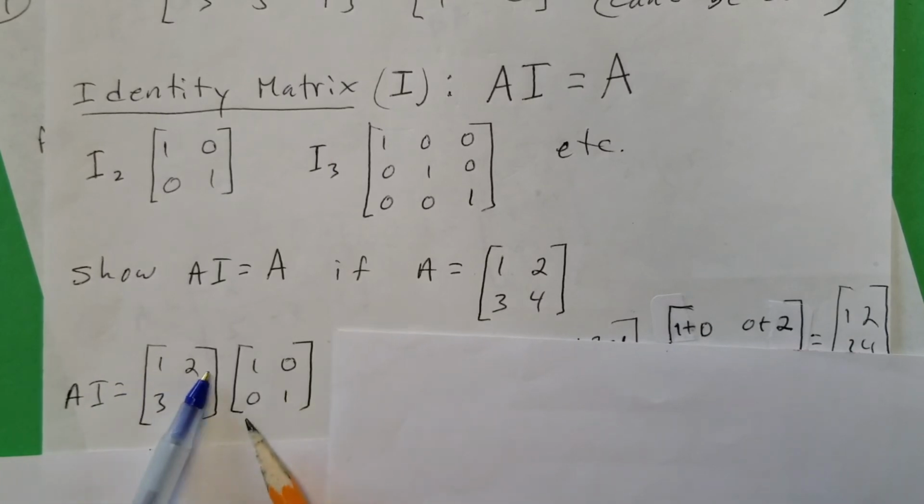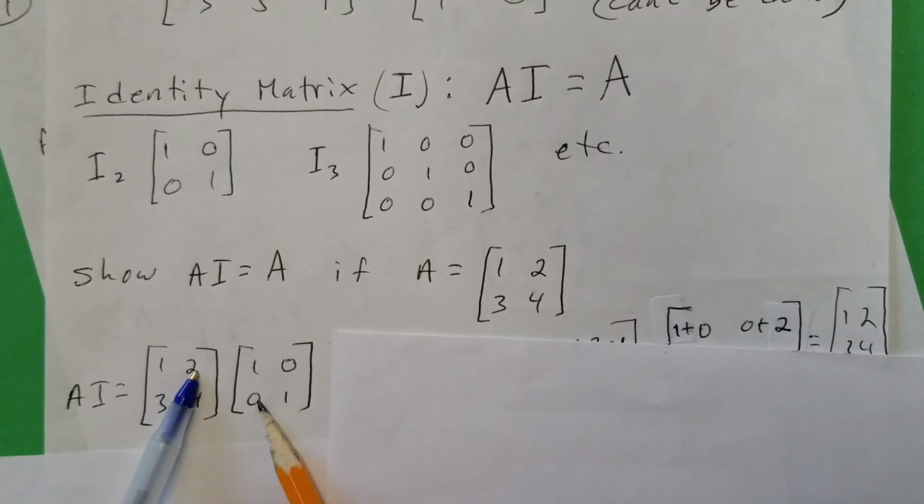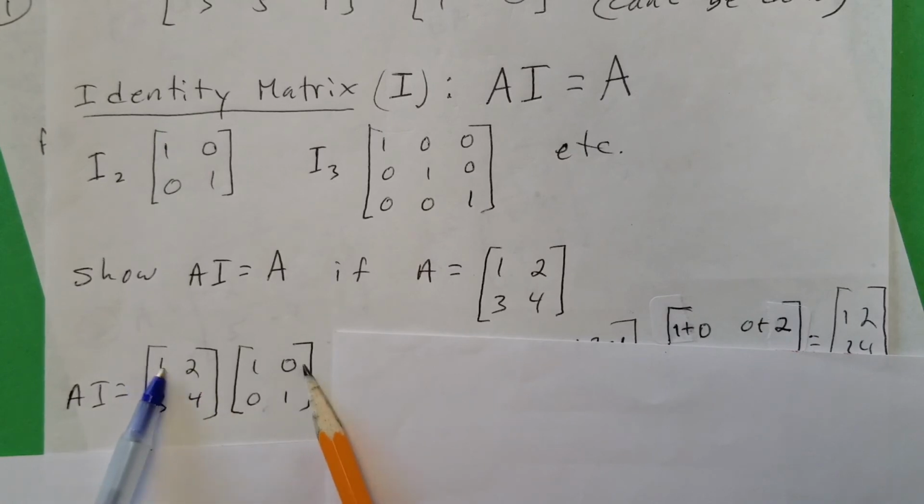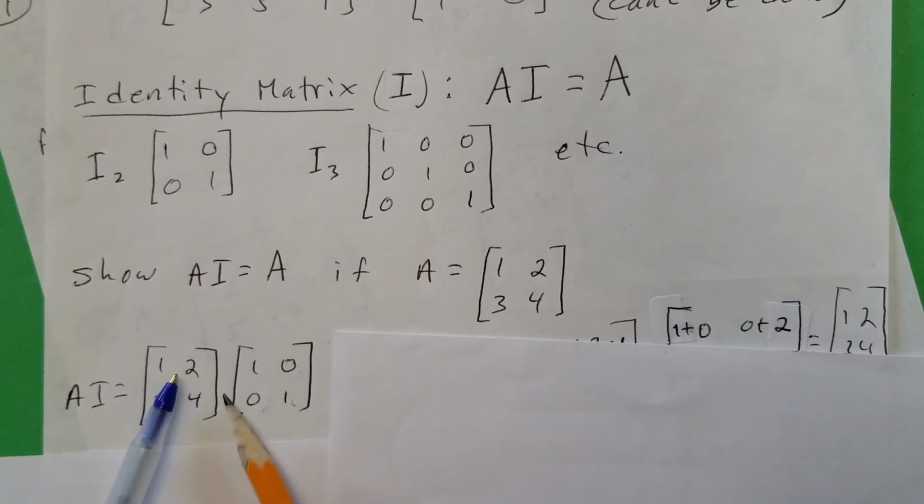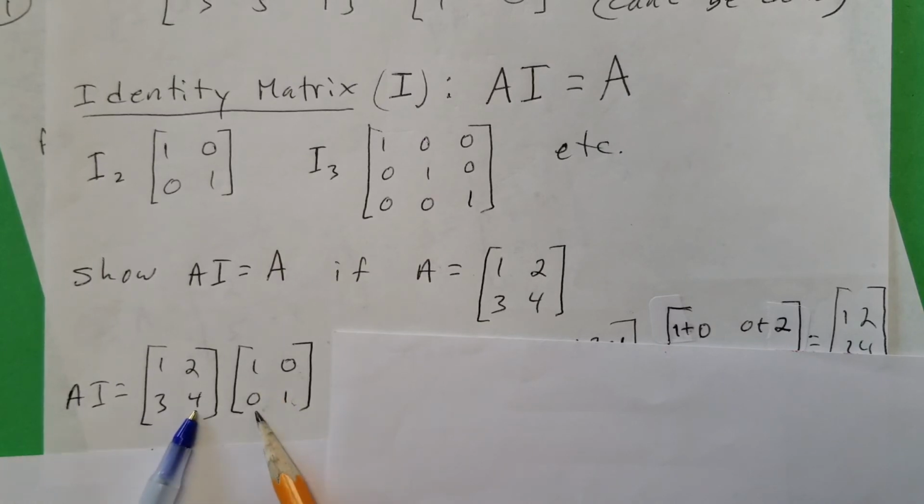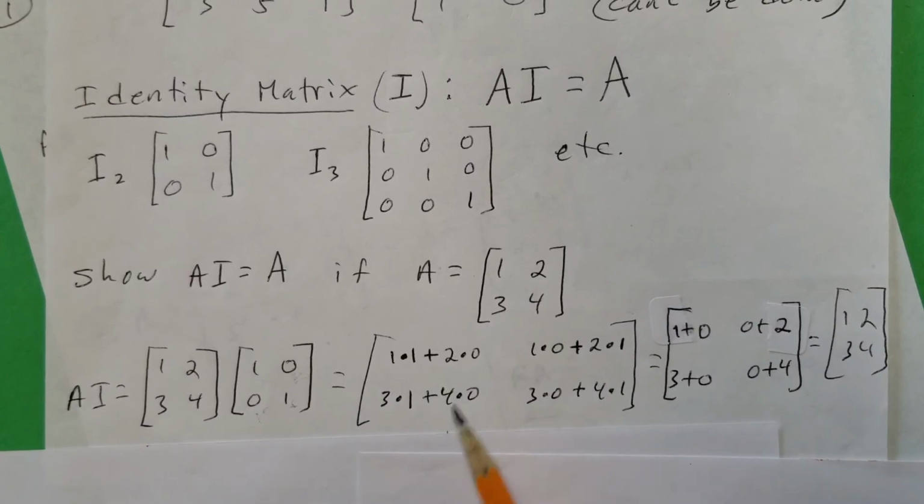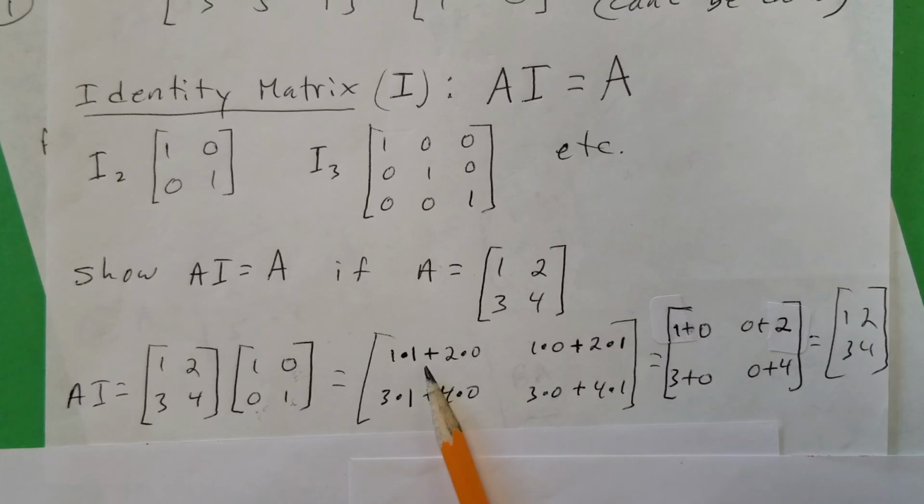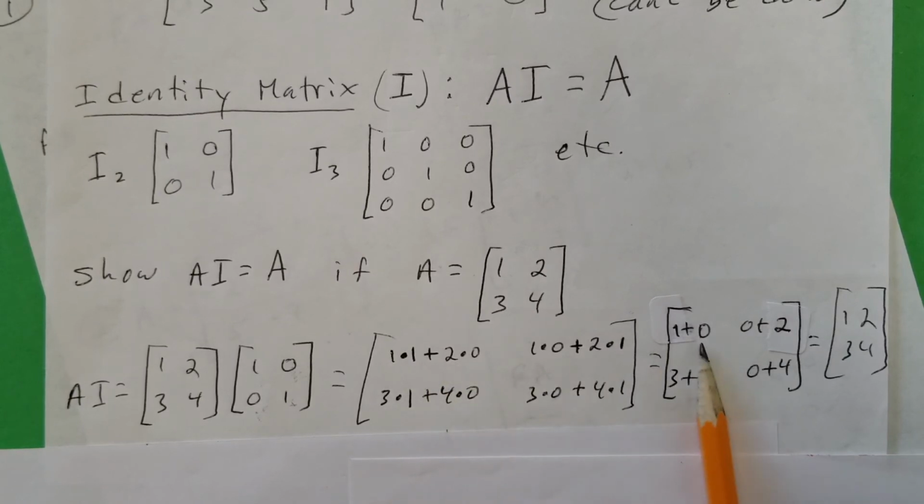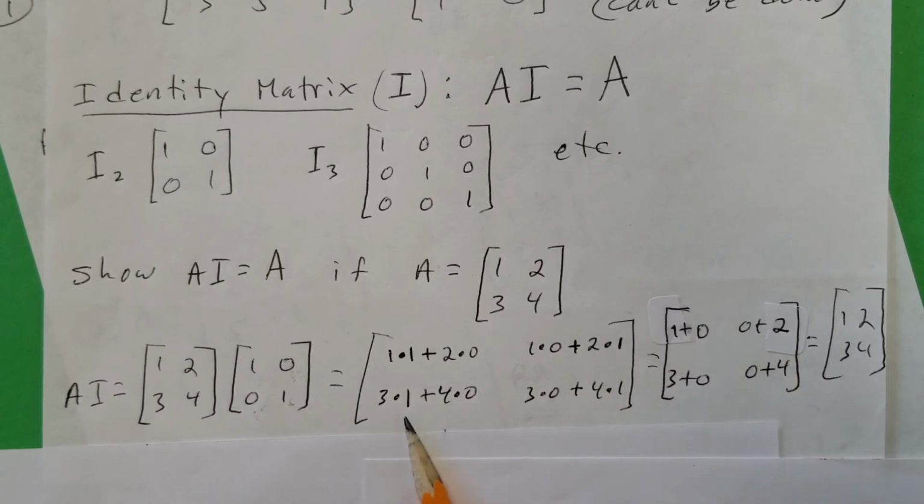Right? Boom, boom. 1 times 1, 2 times 0. 1 times 0, 2 times 1. I'm done with the first row. Next row. 3 times 1, 4 times 0. 3 times 0, 4 times 1. Right? I wrote them down here. That's what I just said. So this is 1 plus 0. 1 plus 0. This is 0 plus 2. Right? This is 3 plus 0. This is 0 plus 4.